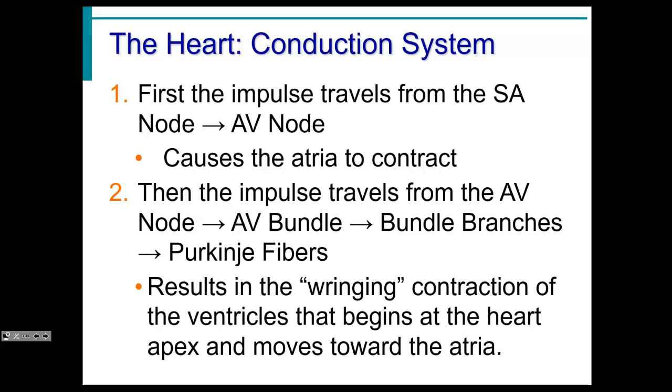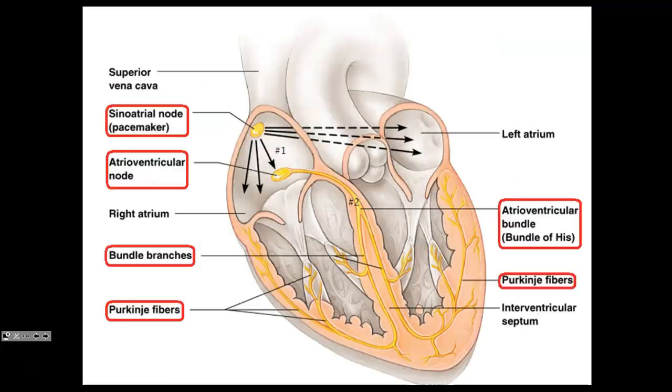As the impulse goes down through the AV bundle, the bundle branches and the Purkinje fibers, it causes that ringing contraction of the ventricles, which squeezes the ventricles and pushes blood up through the aortic valve and the pulmonary valve, going to the body and the lungs. Okay, good? So SA node and AV node cause atrial contraction. The rest of that sequence causes ventricular contraction with the ringing of the ventricles.